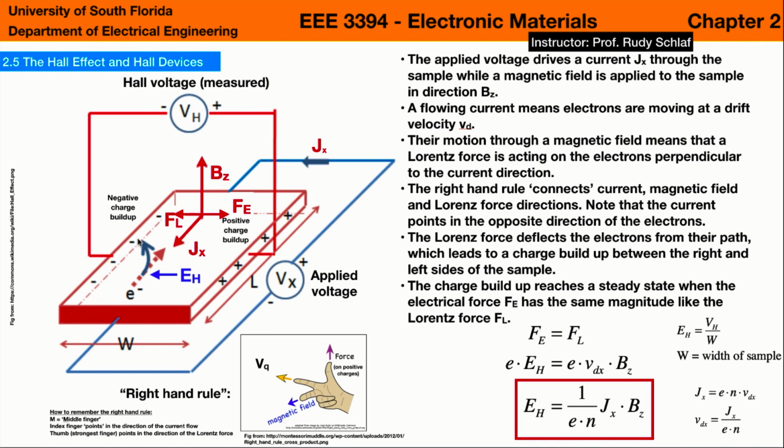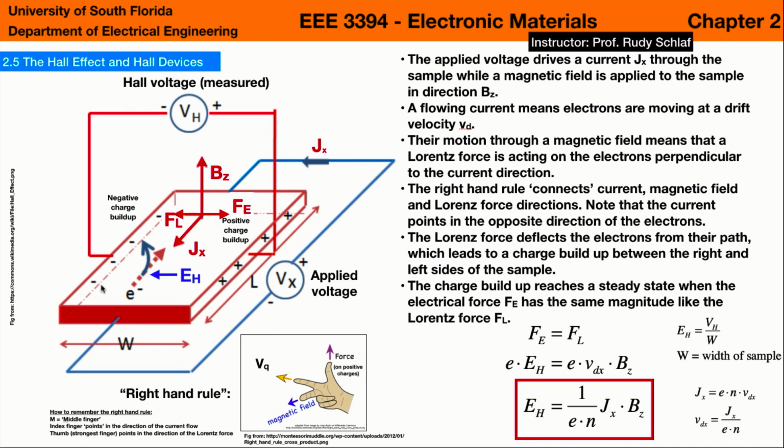So that leads to a negative charge build-up over here, and of course we get on the other side a positive charge build-up, because the entire sample is electrically neutral. We have the same amount of positive and negative charges in there. So here we get negative charges, here positive charges, and that gives rise to an electrical field, and that gives us a voltage that we can measure if we connect a voltmeter to the sides of this sample.